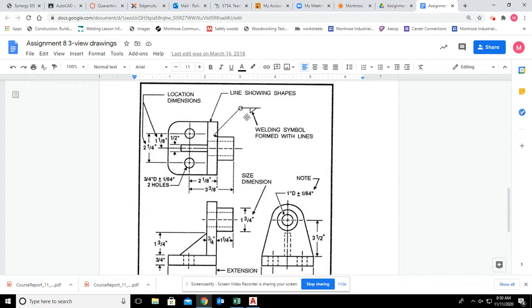Don't worry about some of these extra symbols. This is a welding call out. That's a fillet weld on the arrow side, and that means weld all the way around. So some of this stuff, don't worry about it if you see anything other than regular dimensions.